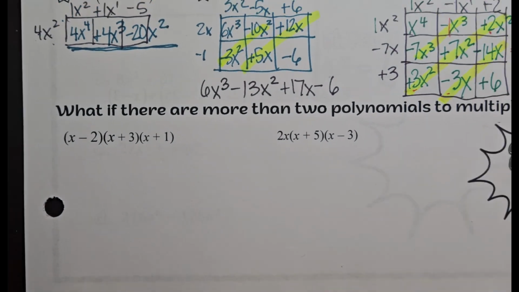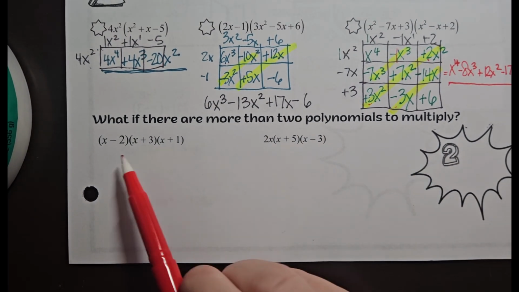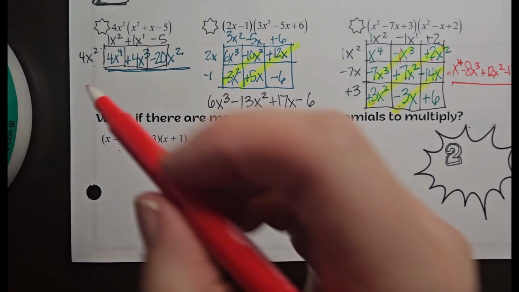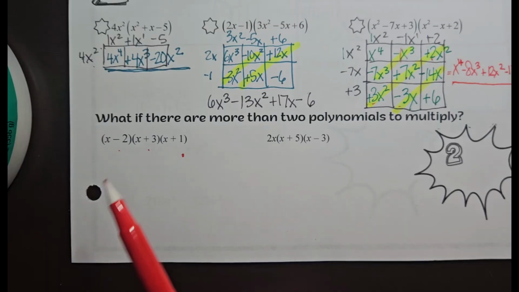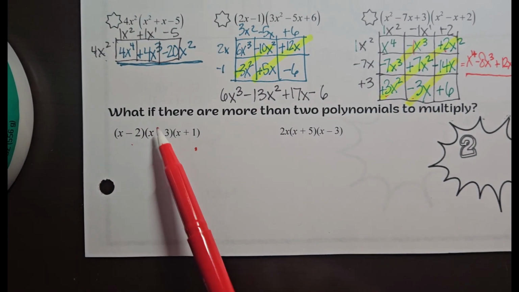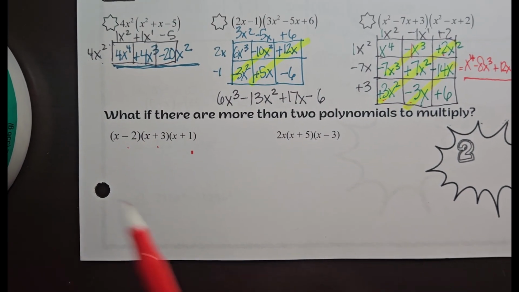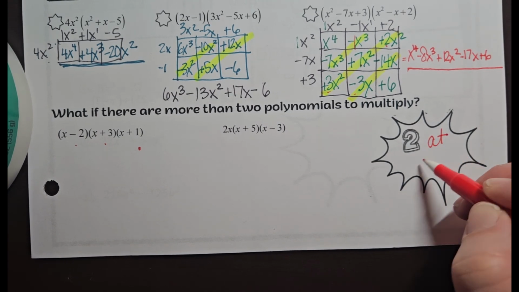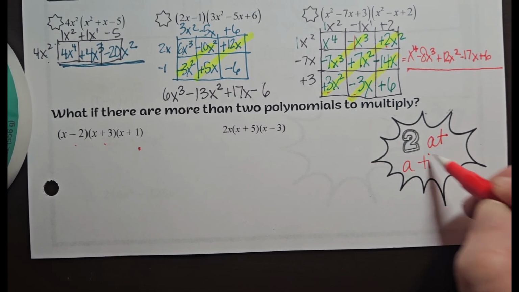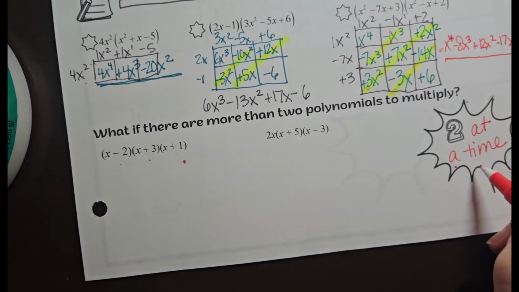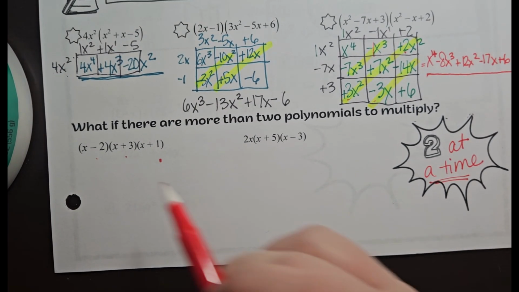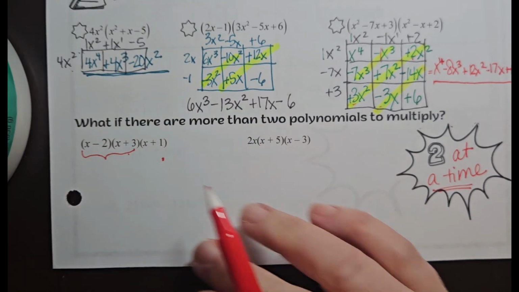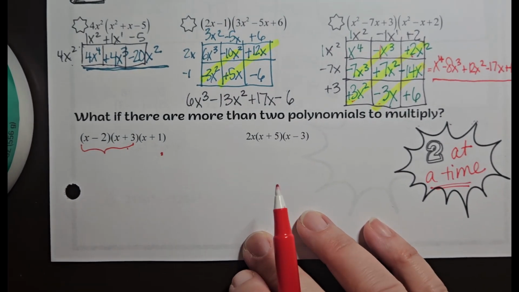Now, last question here. What if there are more than 2? What if there's 3 things to multiply? Sometimes people get so excited distributing, they just start distributing this first term to every other term. That is not actually how it's going to work. If we have more than 2 to multiply, we just do 2 at a time. So start with your first 2 or your last 2, whichever you prefer. Just multiply those, and you can use the box if you like.